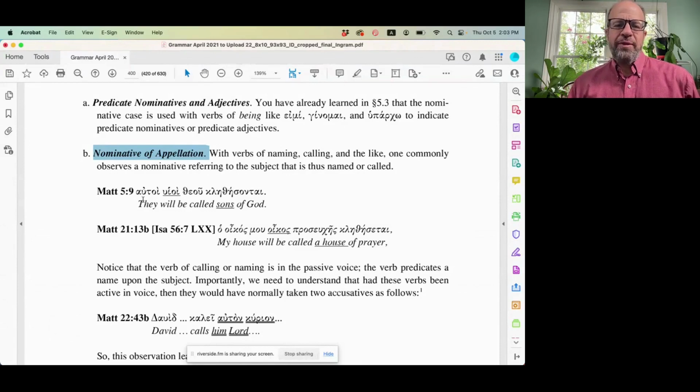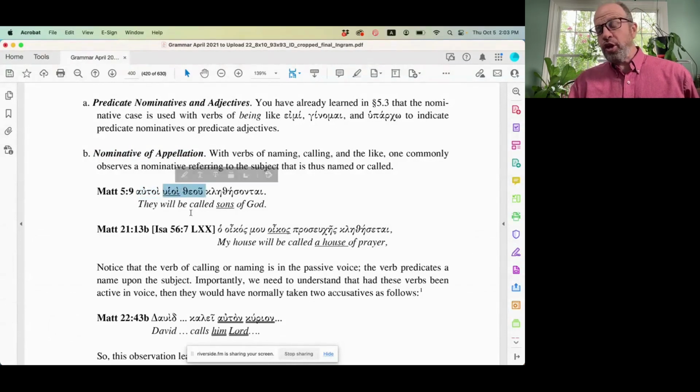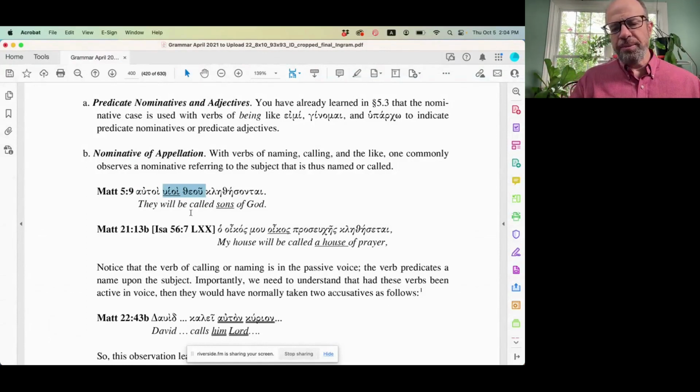For example, in Matthew 5:19, you have, they will be called sons of God. So you've got the subject autoi, and then you have huioi theou klethesontai. So the huioi theou is what in fact they're called. And because there's such a close association between the subject and what they're called, that's why the nominative is used. So this is a particular use called the nominative of appellation. Okay.